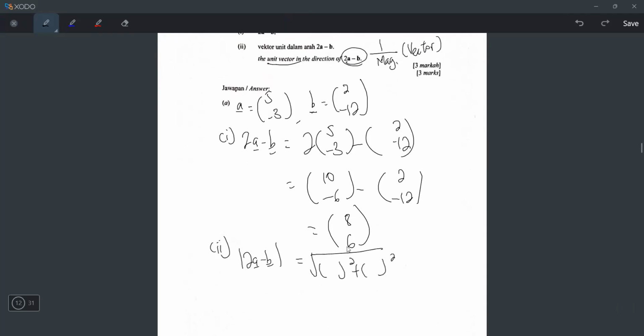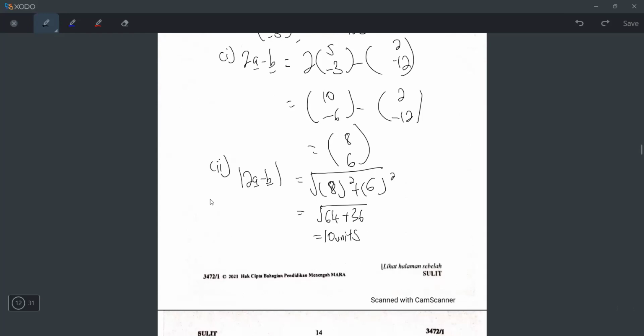What you put inside the bracket has to be the number in front of the i and j. It means you will put 8 and 6, because it's actually 8i plus 6j. So you can only put the number when it's i and j. Remember that. So 8 squared is 64, 6 squared is 36, and square root of 100 is 10 units. That is the magnitude.